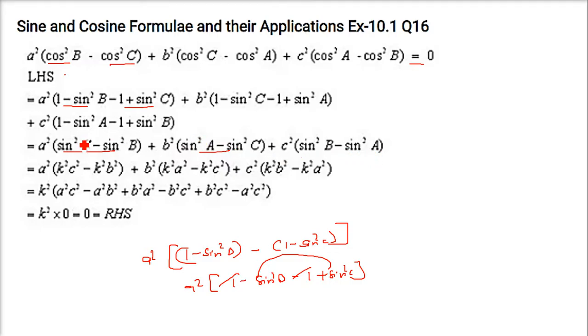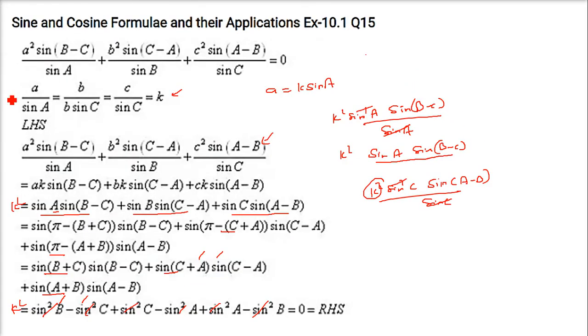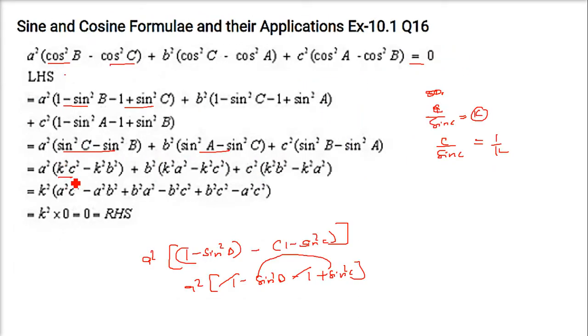Now what you can do, this sine C can be written in terms of C. We know that C by sine C equals K. But this K can also be written as 1 by K. It doesn't matter, because A by sine A, B by sine B, C by sine C is constant only. So why can't we write it as 1 by K? We can write it as 1 by K also. So sine A can be A into K. So here you get sine A equal to A into K. Exactly what we have done here. In place of sine C we have written KC. In place of sine square B we have written K square B.